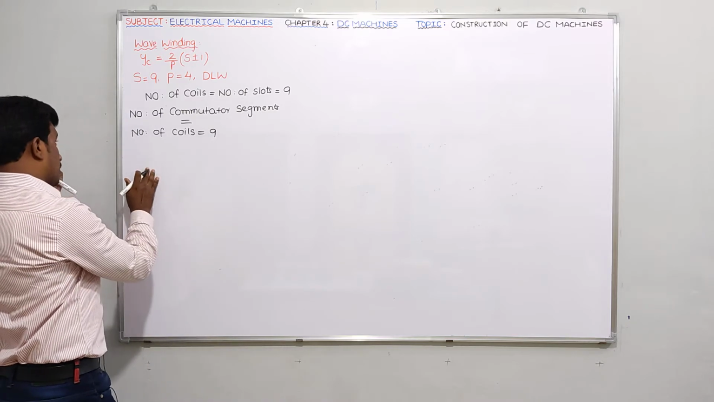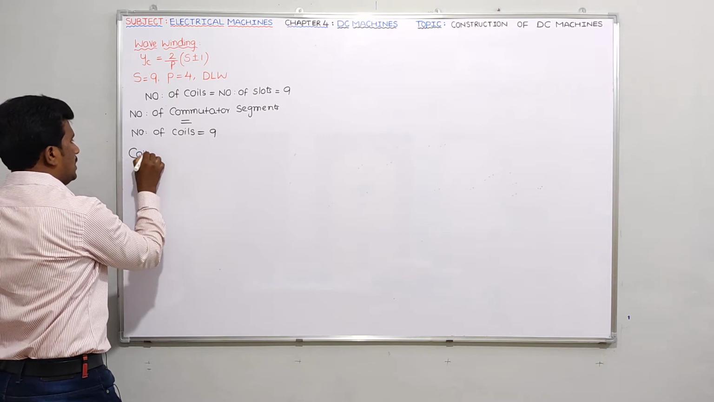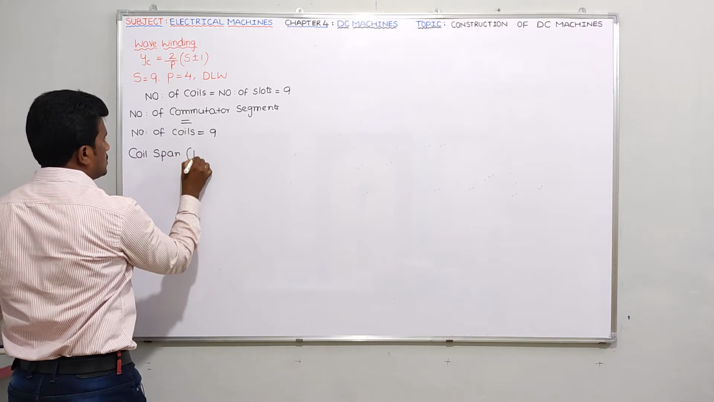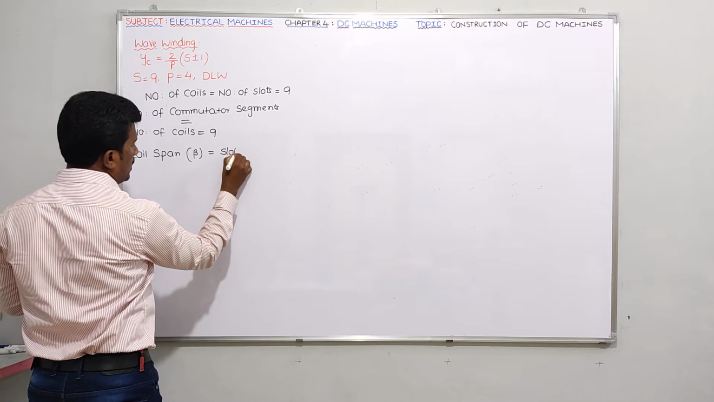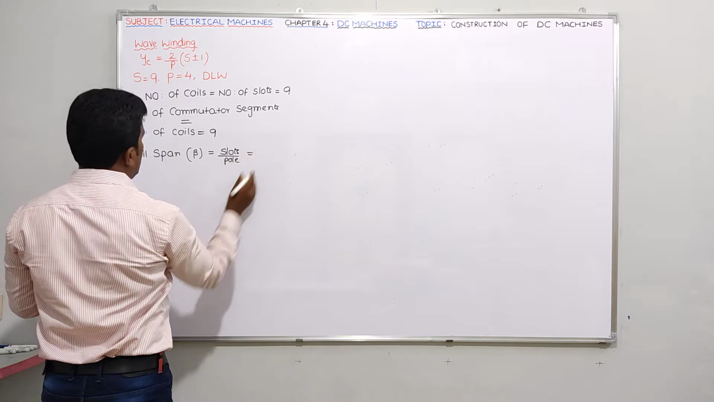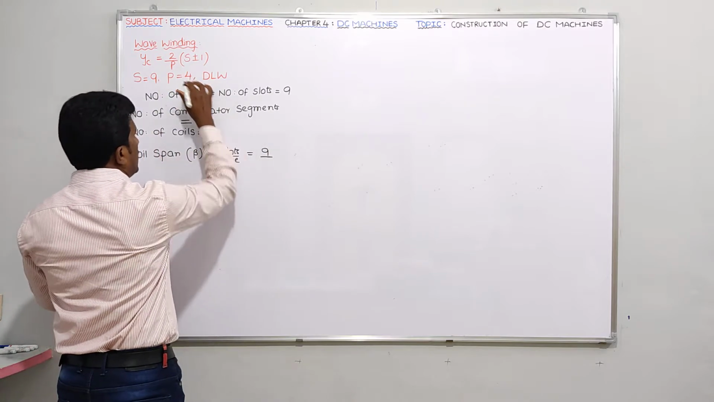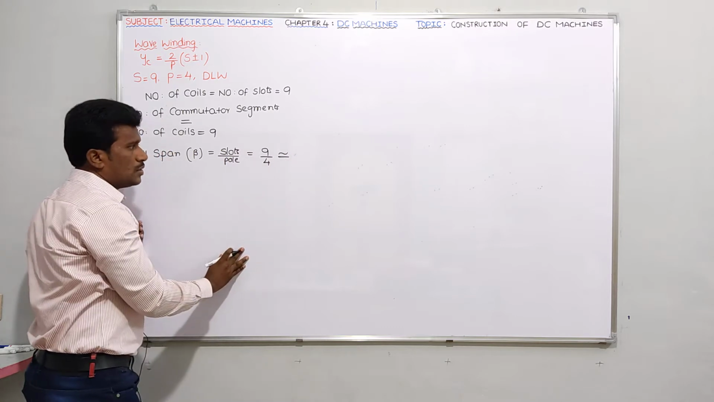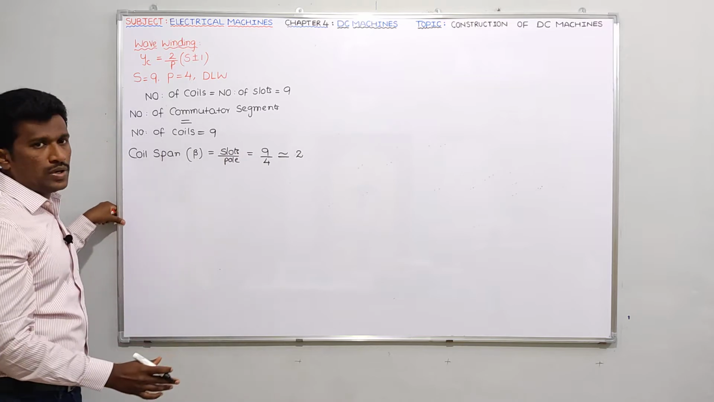Let me calculate the coil span for this example. Coil span beta equals slots per pole. Here how many slots are there? 9, divided by poles, 4 poles. So it will be around 2 point something. Please take 2. So coil span equals 2.